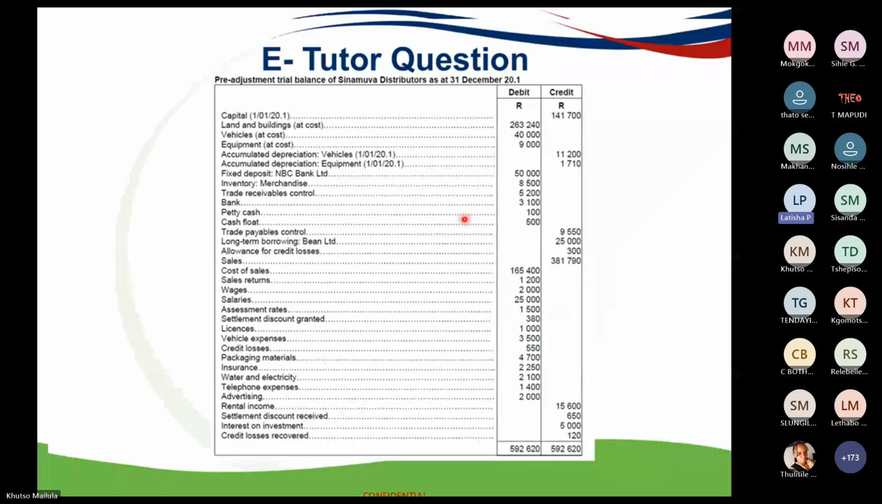Yes, you may. So, the question you asked about the 2000 being included in the 9000. If you read here, it says pre-adjustment trial balance as at the 31st of December. So the 9000 that you see for equipment is at the 31st of December. And in the additional information, they say that they bought it on the 1st of July. So the assumption you would make is that the 9000 includes the 2000, because the trial balance is already at December. Does that answer the question?